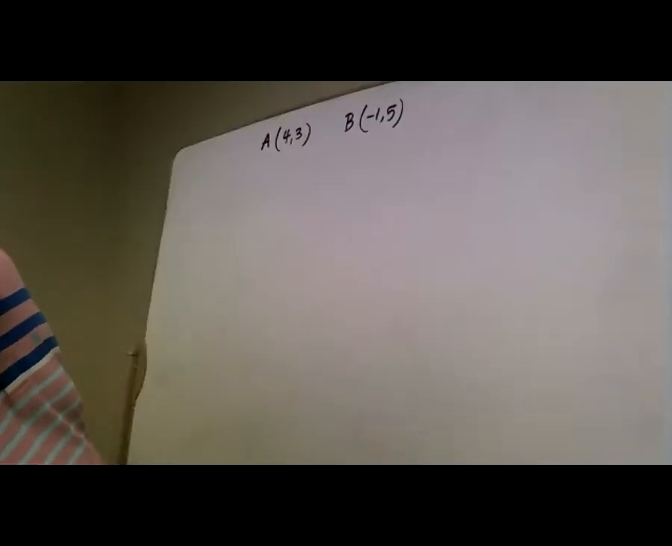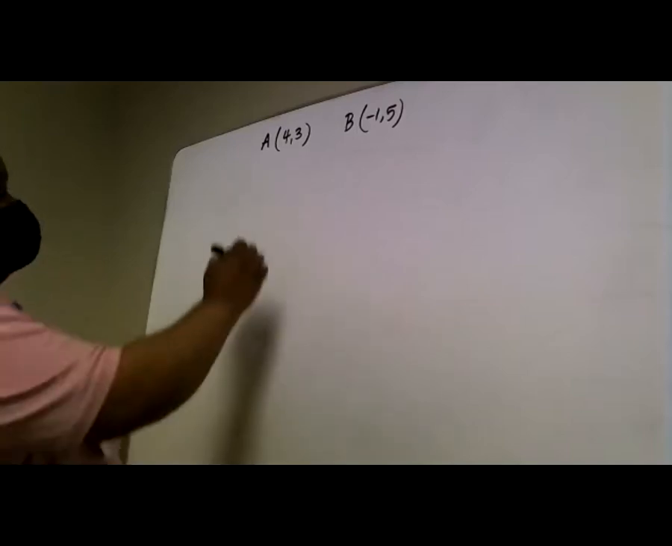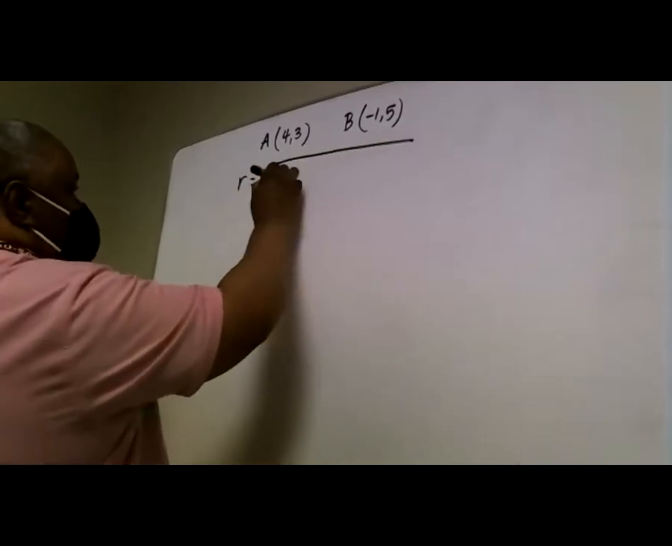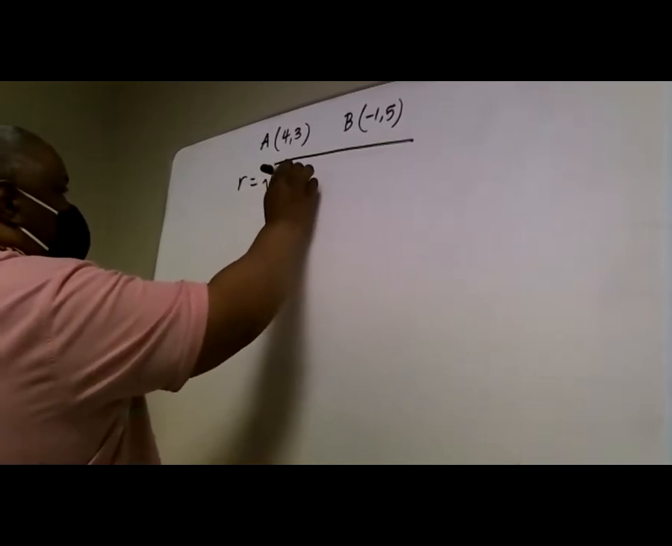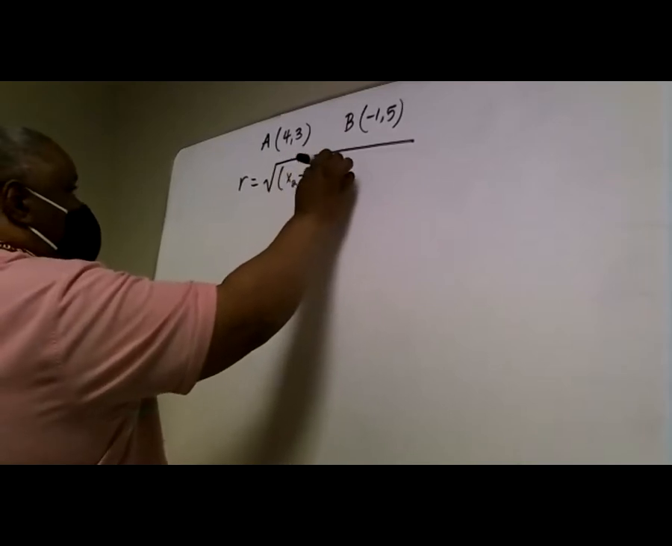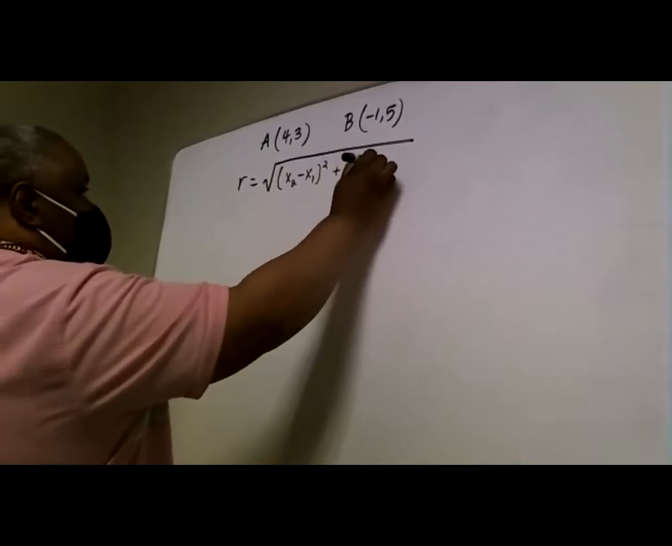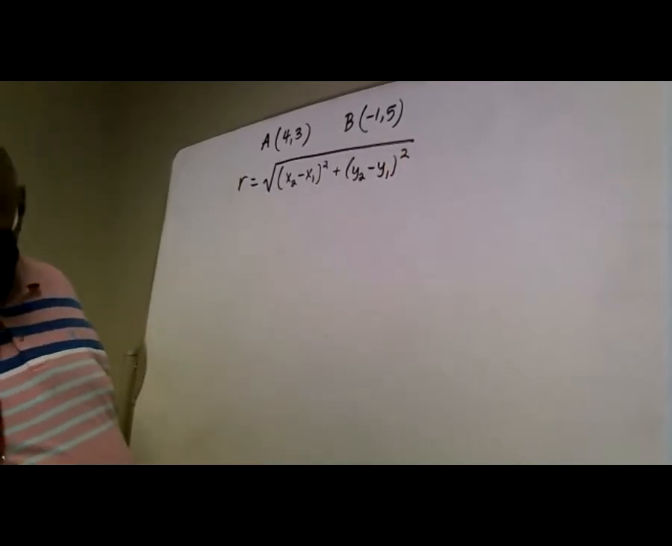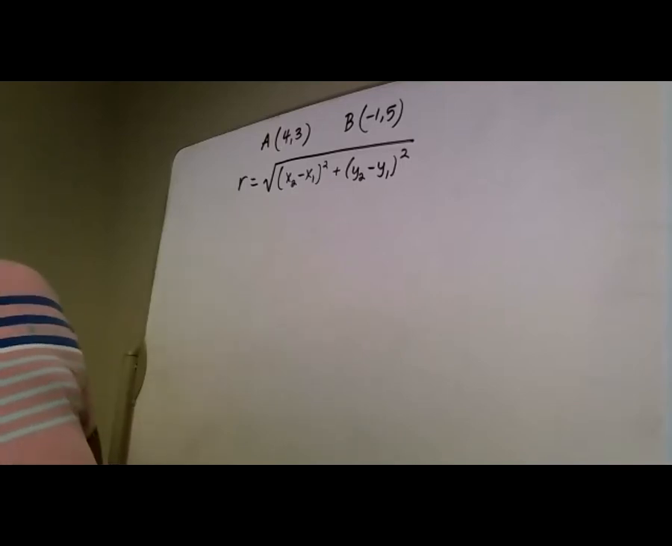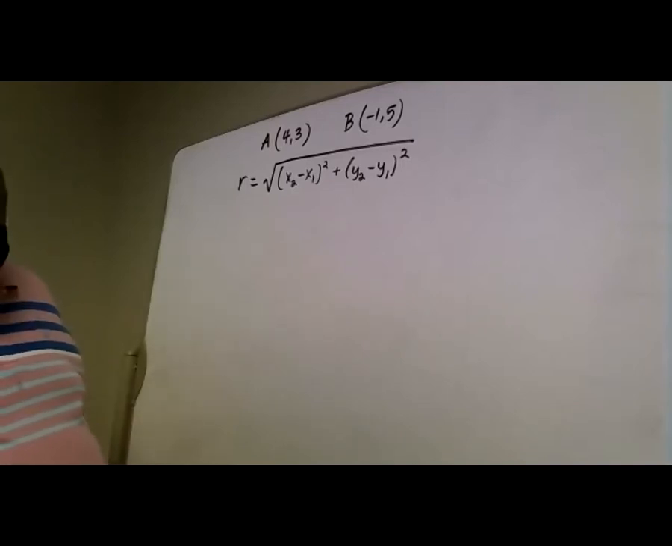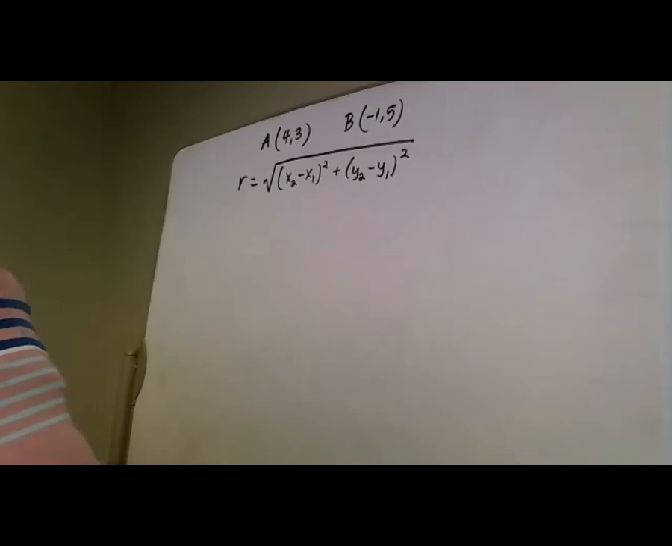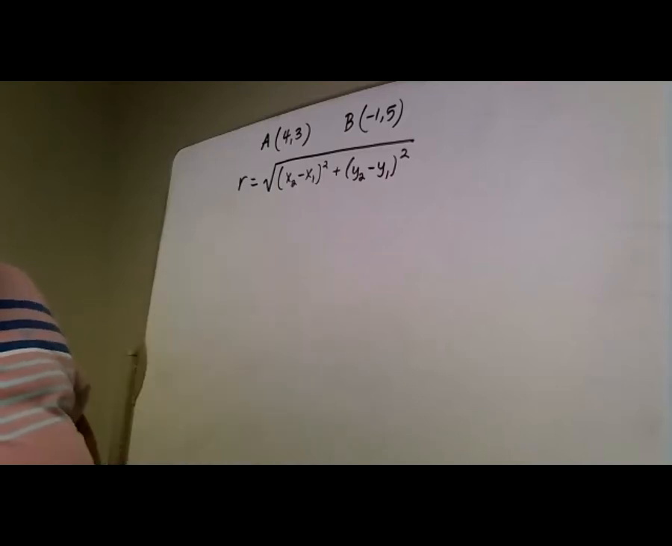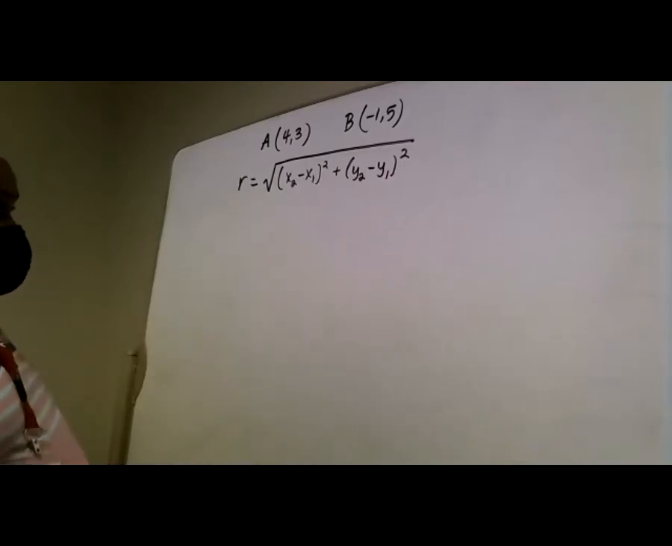All right, here we go. I'm going to say R is the radius. That would be the square root of x2 minus x1 quantity squared plus y2 minus y1 quantity squared. You're pulling that from the distance formula, not from the standard form. Right, because I'm going to use standard form, but I need to know what the radius is first. That's the first thing I need to know there.